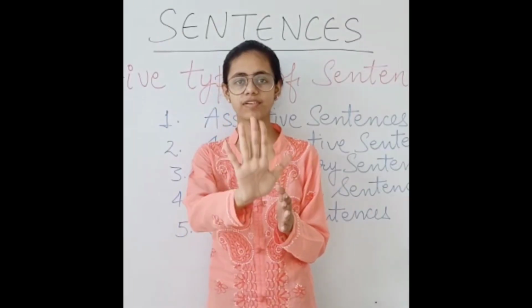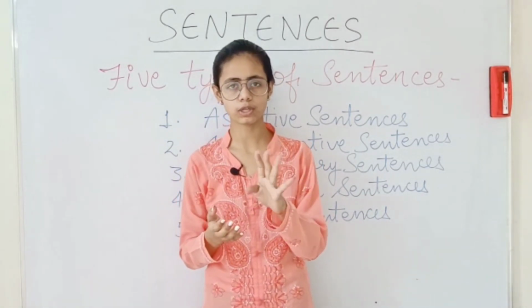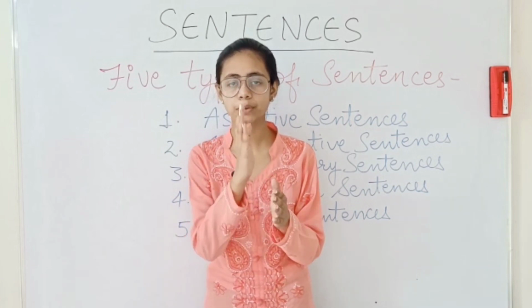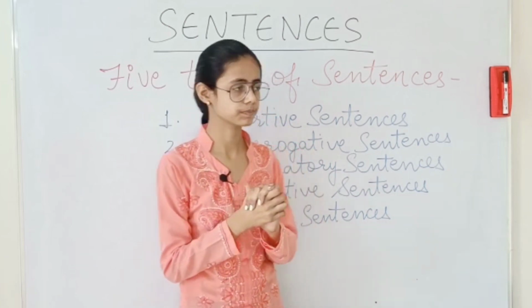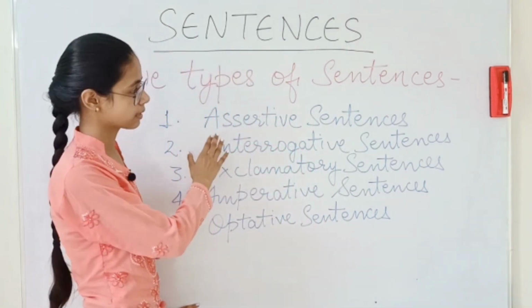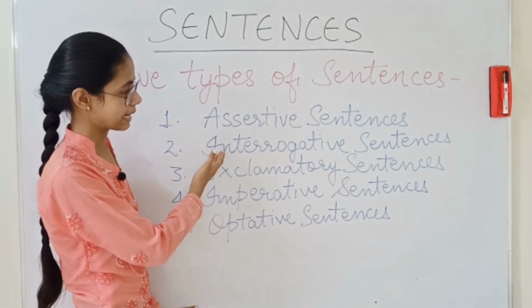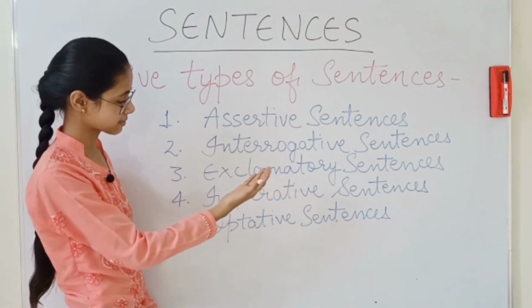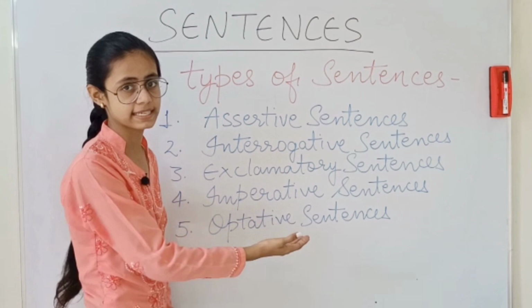There are 5 types of sentences. Well, a lot of books mention 4 also, but in order to keep each and every concept crystal clear, we will be explaining all 5 here. The first one is assertive sentences. The second one, interrogative sentences, exclamatory sentences, imperative sentences, and optative sentences.